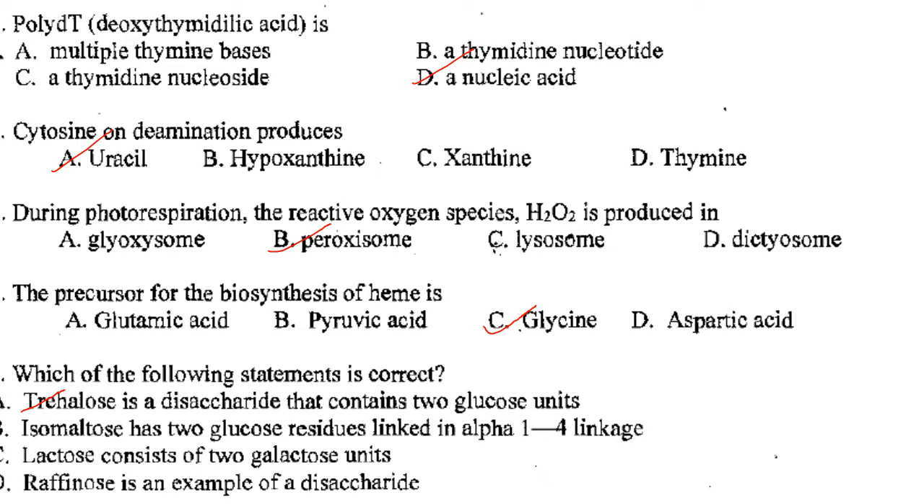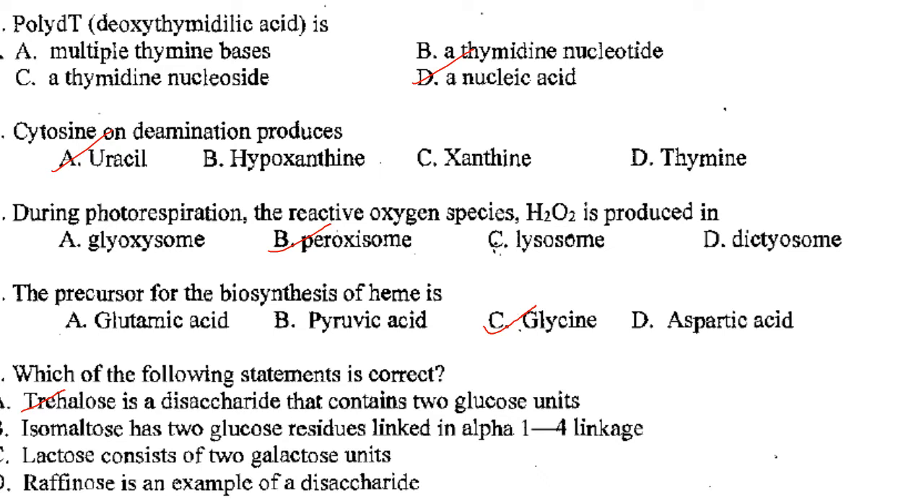Then cytosine on deamination produces uracil. Answer is option A. During photorespiration, the reactive oxygen species H2O2 is produced in peroxisome. Answer is option B. The precursor for the synthesis of heme is glycine. Answer is option C. All these are just direct questions.